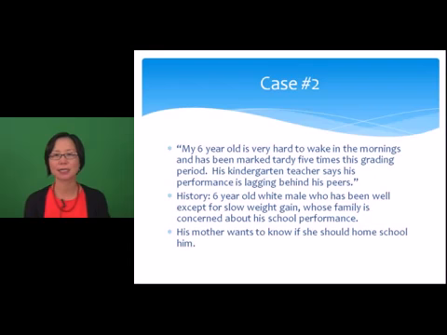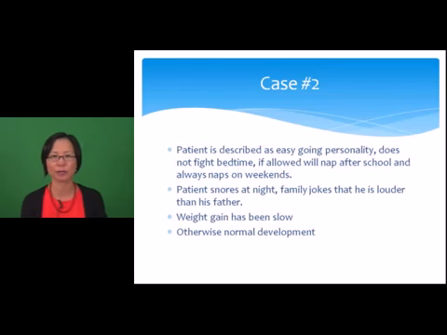Case number 2 was the 6-year-old who the mother was complaining was really hard to wake up in the mornings and was starting to have problems in kindergarten, and the mother wanted to know if she should keep him at home to homeschool him. They described the patient as really easygoing. He's not a kid who fights bedtime. In fact, he'll often ask to go to bed even early. He will nap if they allow him after school, and he always naps on weekends. He does snore at night. In fact, the family jokes when you ask him, and they say, yeah, he's louder than the father when he snores. They've never thought that that was strange. His weight gain has been slow, but other than that, he's really developed very normally.